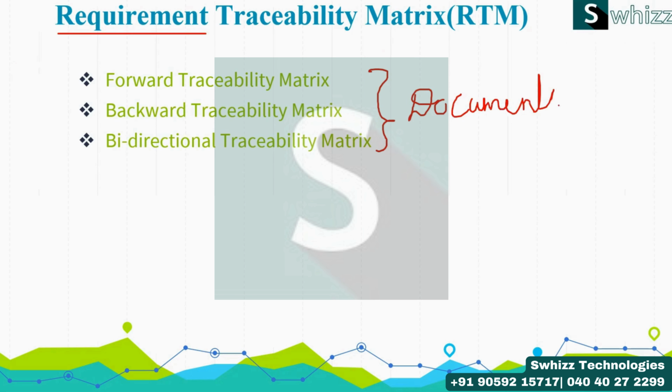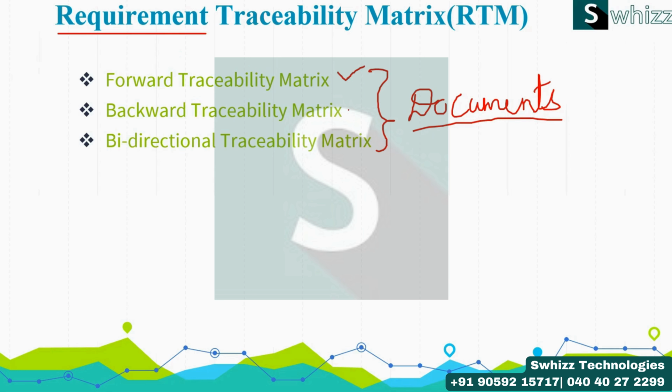These are very important and necessary documents in project development, a part of the testing. Of course, testing is an integral part in the development of a project or product. So as a test engineer, you have to know about the RTM, and this is a very important document. In this document, we have to map the requirements with the test cases. Mapping the requirements with the test cases, that is forward traceability.